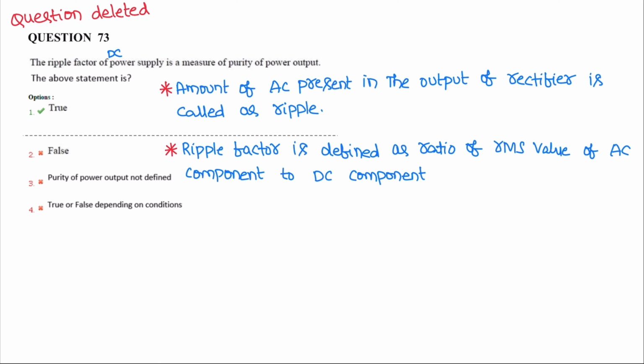And the ripple factor in half wave rectifier, gamma, is 1.21. Ripple factor for full wave rectifier, whether it is center tapped or bridge type full wave rectifier, is 0.48. By using filters, the ripple factor will further decrease.